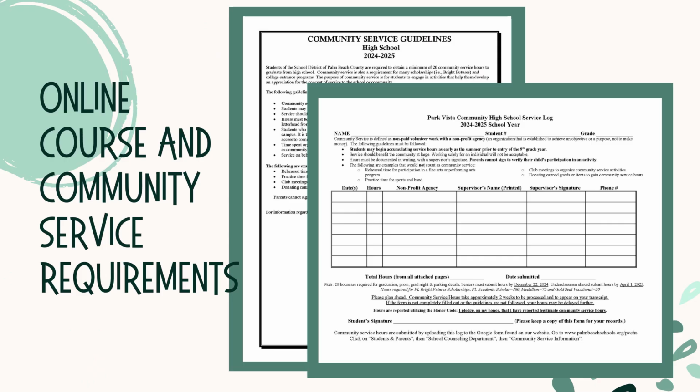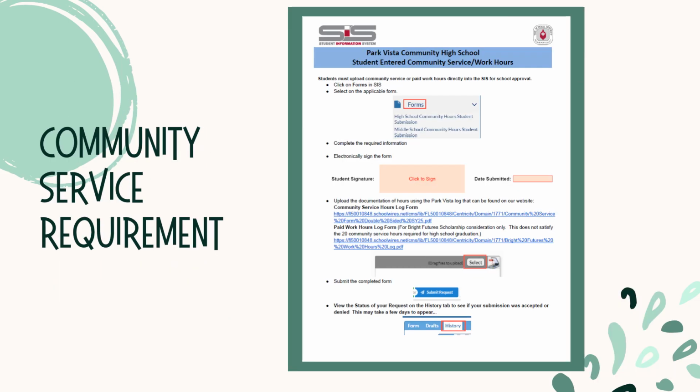In order to graduate, you must complete a minimum of 20 community service hours. Students who are working toward the Bright Futures Scholarship must complete 75 or 100 hours. You can find a copy of the community service log in the packet. This log can also be found on our website. Once you have completed your service and filled out the log completely, you will upload it to SIS for review. The directions for this can also be found in your packet.